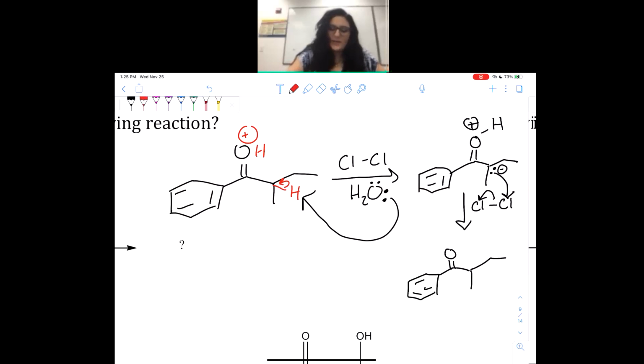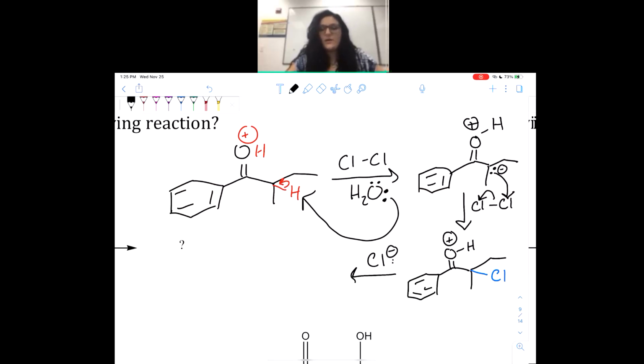We attach a chlorine. And now we have to take care of this plus charge. So now what do we have in solution that can go ahead and deprotonate that guy? Cl minus. So that's why I like to go about the mechanism this way, just so I have that nice Cl minus to deprotonate at the end.